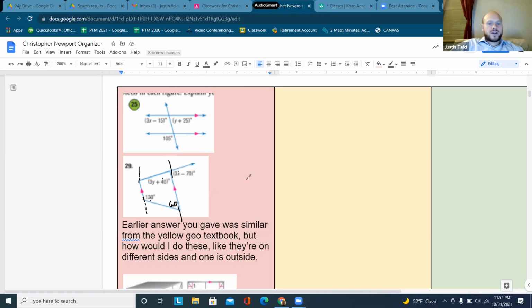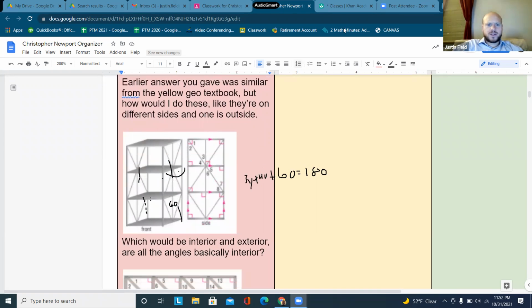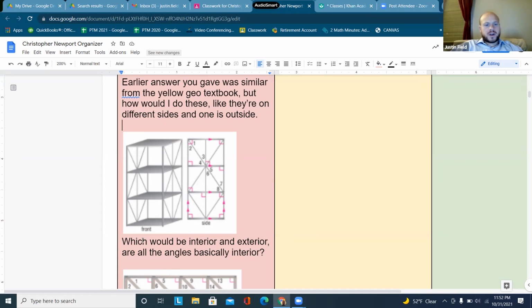So then you could write 3y plus 40 plus 60 equals 180. And then solve that. Then once you get that, these two form a linear pair. And once you know this angle, you could do the same thing to find those. Okay, so hopefully I answered that question. I'll be happy when I'm back and I can look at you and say, did I answer your question? But for now, you just have to correspond here.